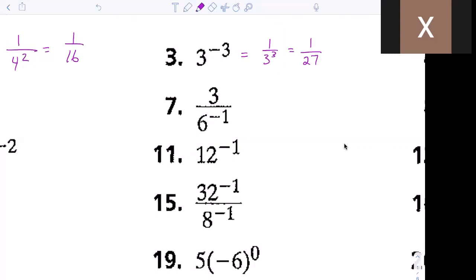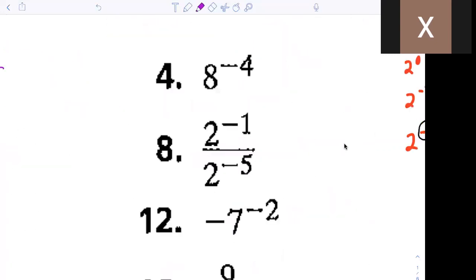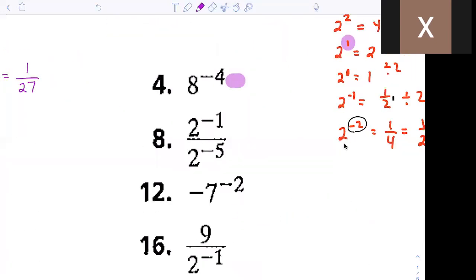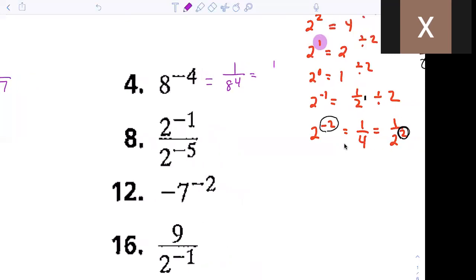But what answer do I like? I like 1 over 3 cubed. All right, here we go. Number 4, 8 to the negative 4. What's 8 to the negative 4 the same as? 1 over 8 to the 4th. Now, does anybody know what 8 to the 4th is? 1 over 4096. Somebody check me on that. Do 8 to the 4th on the calculator. Is that right? Yeah. 1 over 4096.